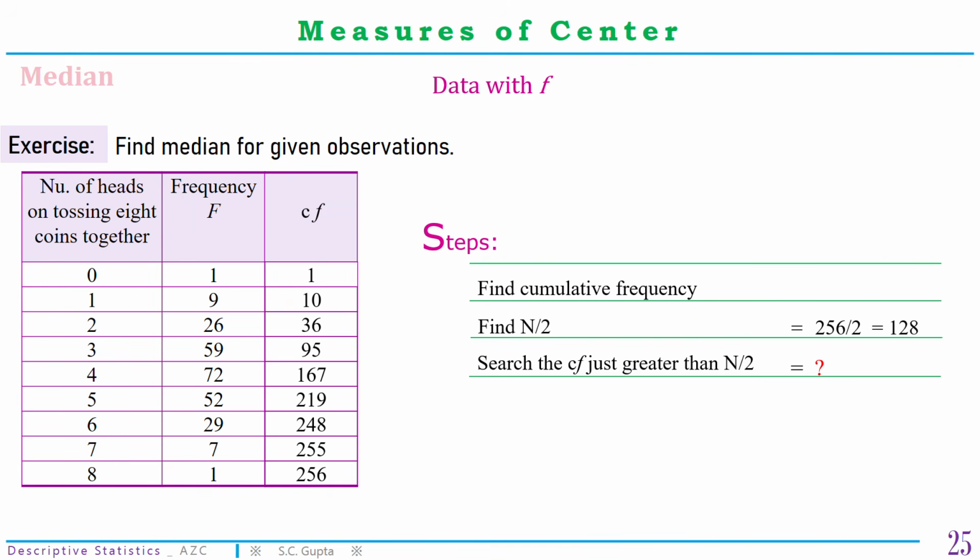Next step is to search for the CF just greater than n upon 2. N upon 2 is 128. When you search in the column of cumulative frequency, the value just greater than n upon 2 is 167. The value corresponding to the CF just greater than n upon 2 is the median. So the median of this data set is 4.